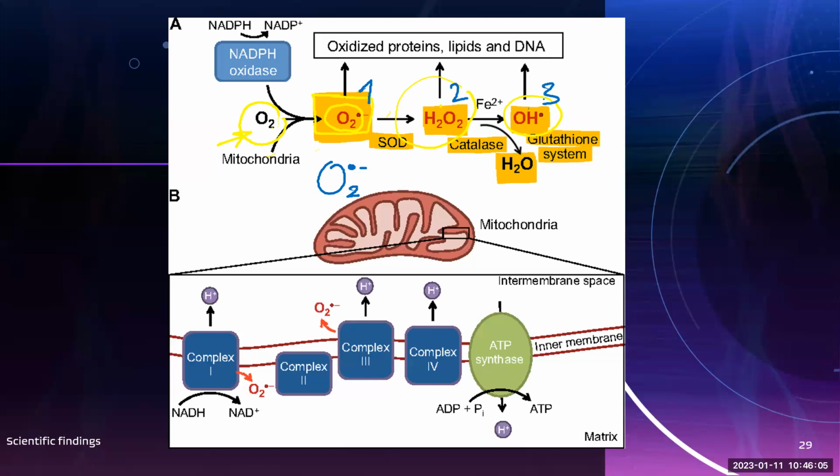So this is again another system mitochondria use to neutralize. If they form, there is another system operating to neutralize those things. Right? So here you can see this converts into hydrogen peroxide. Hydrogen peroxide converts into a hydroxyl anion. The hydroxyl anion is neutralized by this glutathione system.